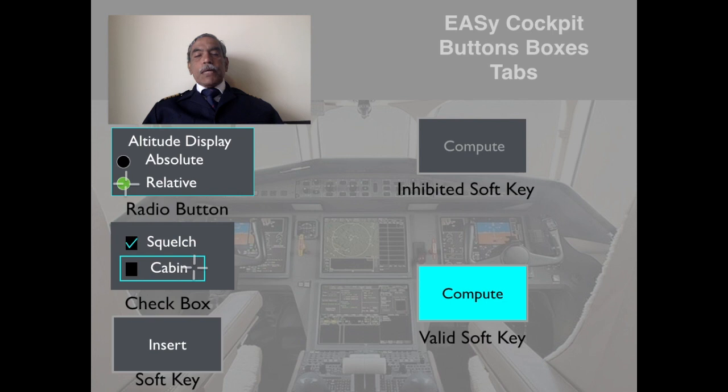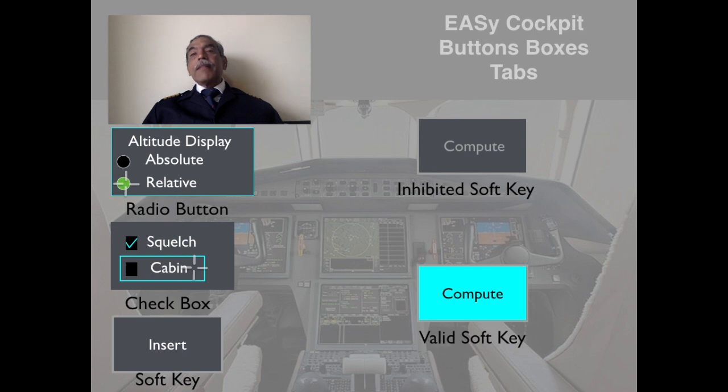Next is the compute with a gray background. This denotes a function which cannot be activated with the existing conditions. That means either the pilot has not fed the full needed information, or nothing has changed from the earlier fed information. So in both the cases, it will still have a gray background with this compute word. It's like a command button.